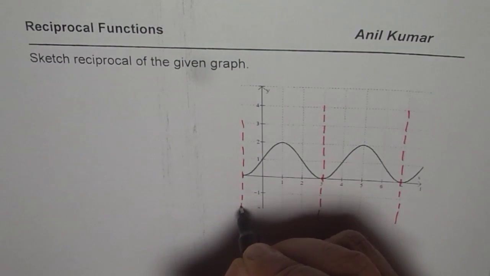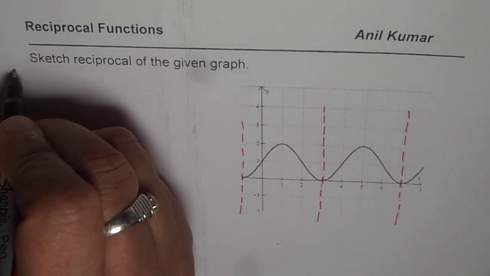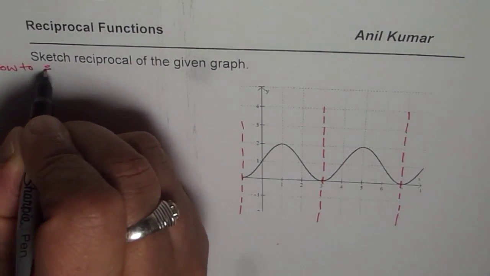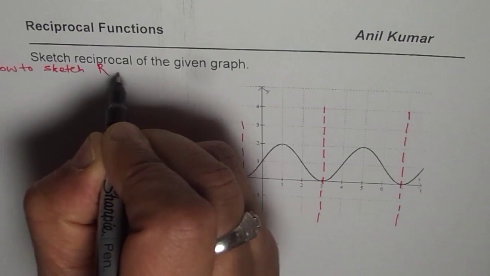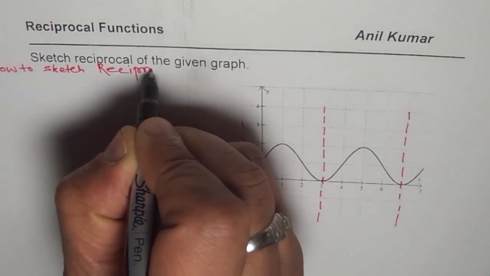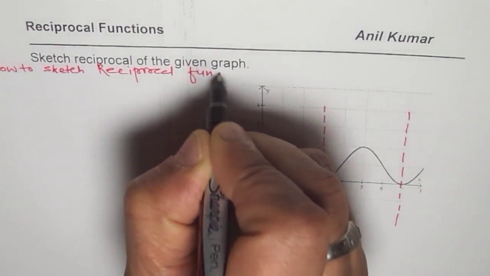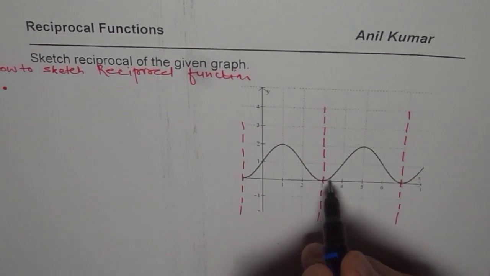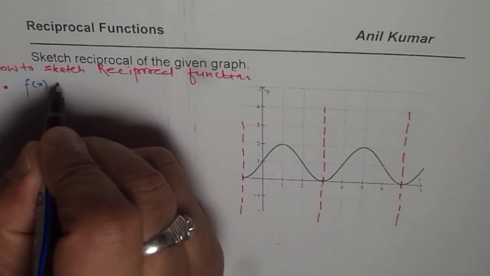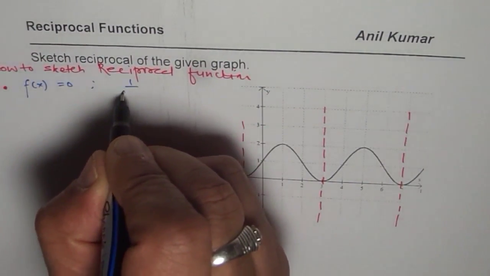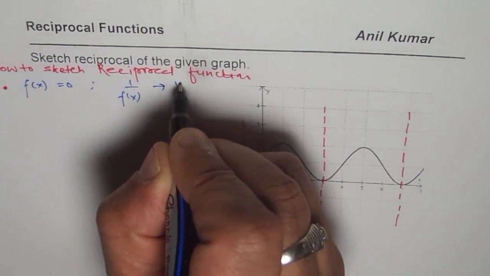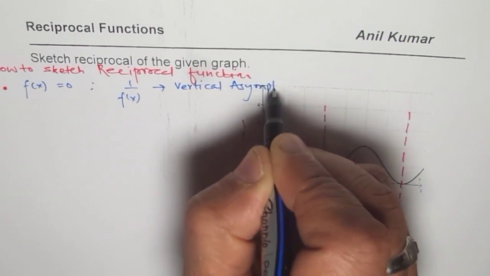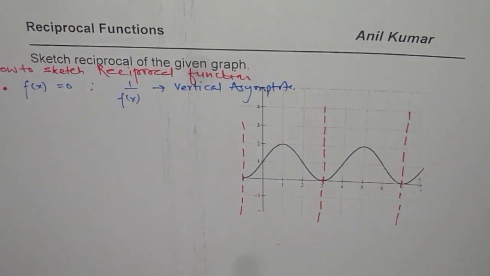So whenever you want to sketch a reciprocal function, let's keep some key points. How to sketch a reciprocal function. So the first point is f(x) equals 0. If f(x) equals 0, then 1 over f(x) gives rise to a vertical asymptote. Right? That is the first step always, right?